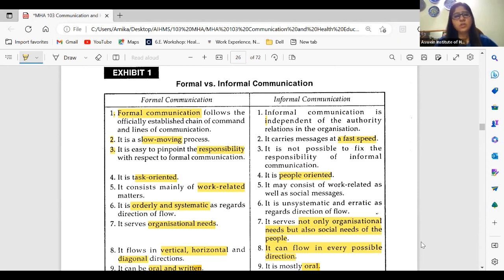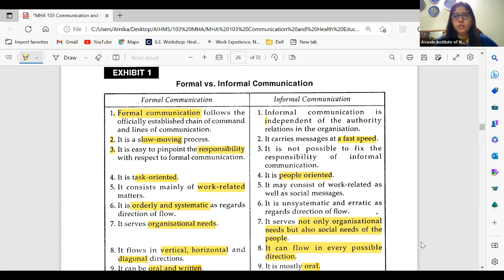And then it is not systematic at all. How the receiver is taking that information, and again, there is no feedback mechanism. So how much he has retained, and then he also has certain perception. So it is only people oriented.